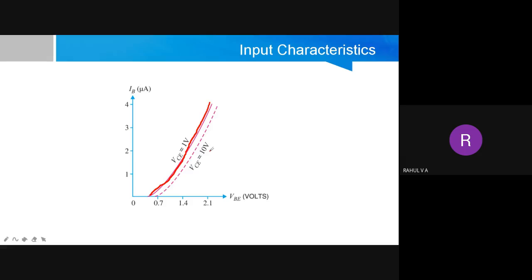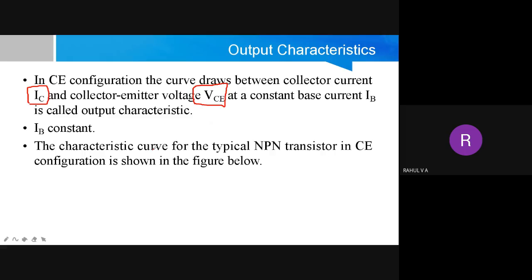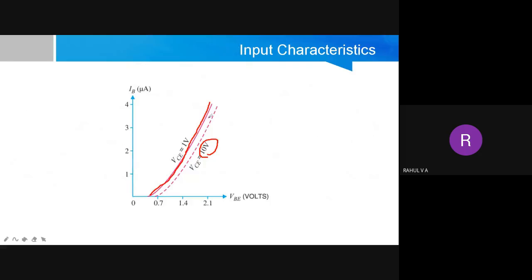Then we slowly change VC to 10 volt, and again we do the same procedure. We will get a similar plot, the same, but it is shifted towards the right side. As we increase the VC voltage, your plot will be shifted towards the right side. As you reduce the voltage, your plot will be shifted towards the left side. So that is about input characteristics.